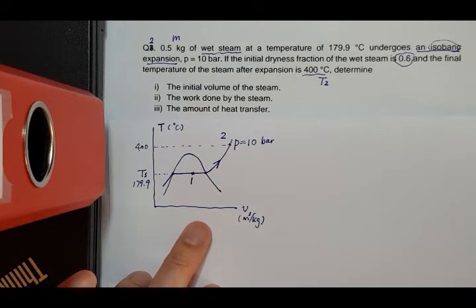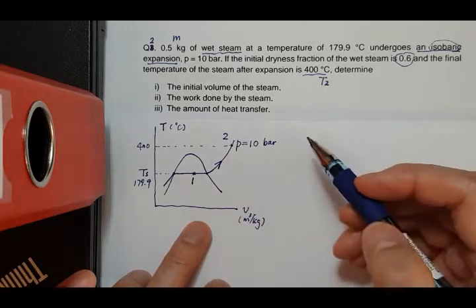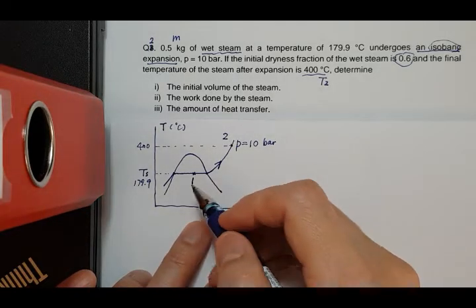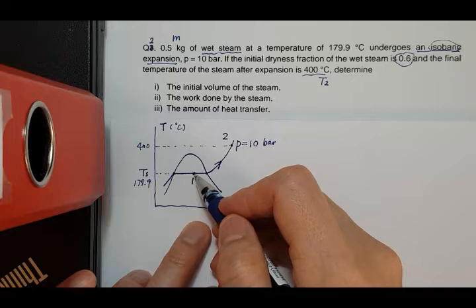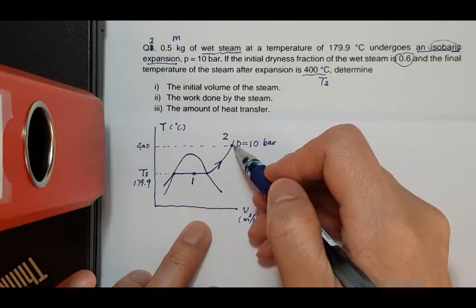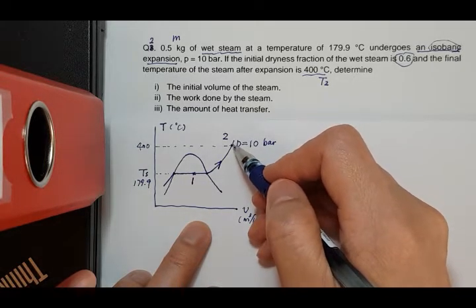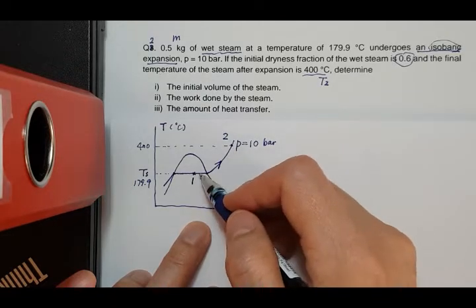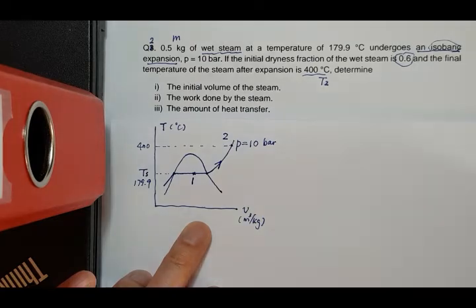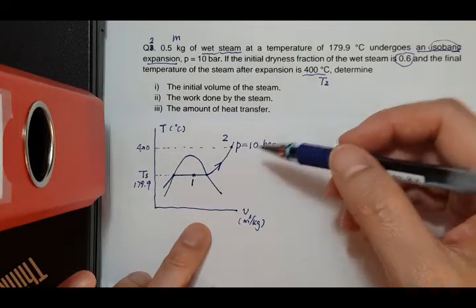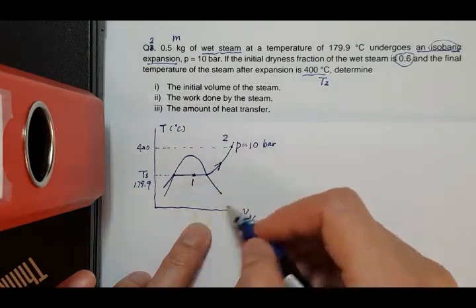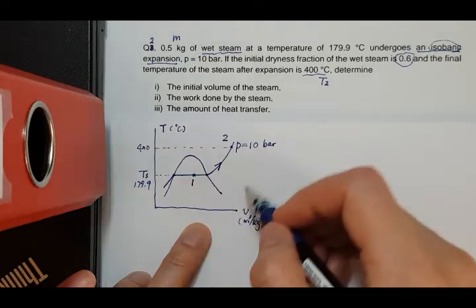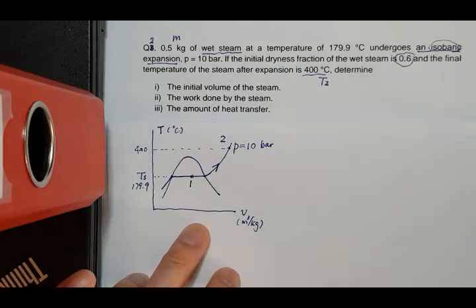Okay, so that's a PV diagram, and on this diagram we have shown the initial state, which is a wet vapor, and the final state, which is a superheated vapor. So you need to understand the location of these two states, and you need to understand the process. You will use all these understandings for the following calculations.